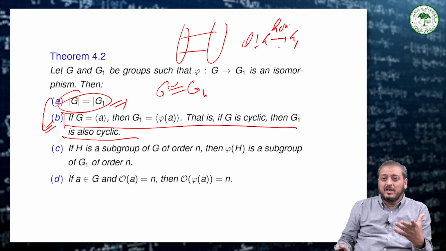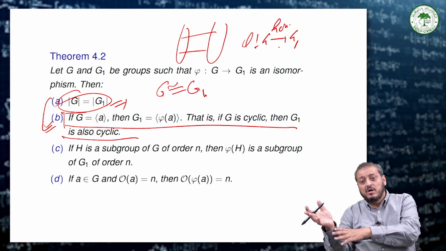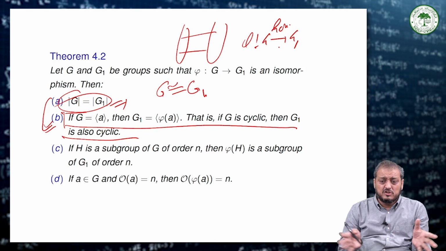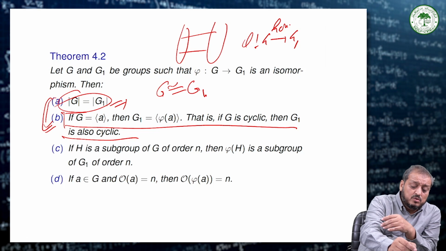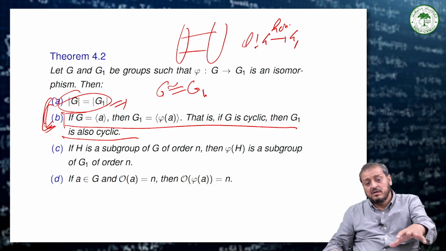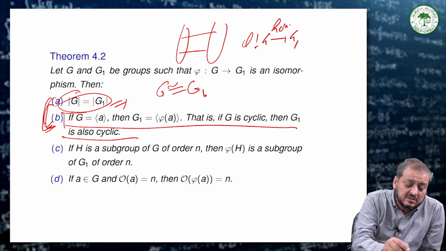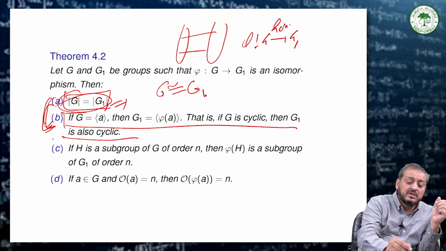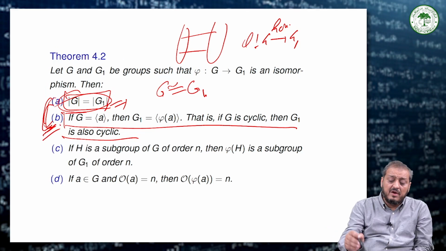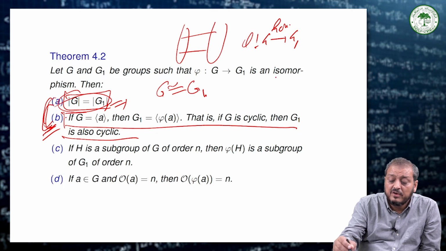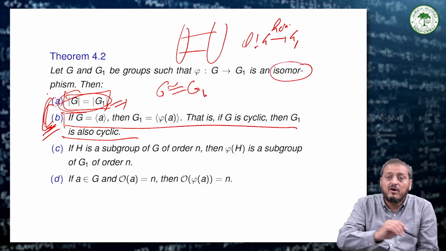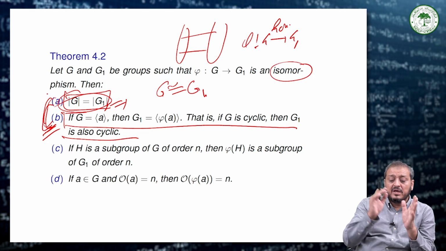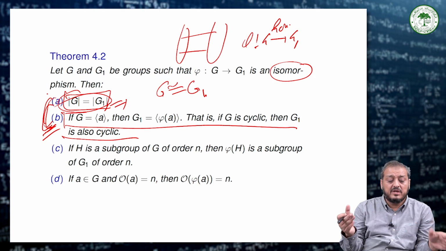Here we have to take an isomorphism. If a result is true for a homomorphism, then it is automatically true for an isomorphism also. So these two results I already proved. The first one is very clear from the definition, and this one I have already proved. If we take a homomorphism in place of an isomorphism, I showed that if phi from G to G1 is a homomorphism, and G is cyclic, then G1 is also cyclic.